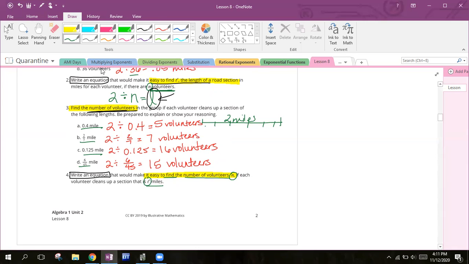So once again, I noticed that each time I started off this problem with a 2, because we started off having 2 miles of road. Once again, each time we took that 2 and we divided it, but the amount we divided it by changed each time, and we divided it by however many miles we were splitting it up by. So we're going to divide it by L, and that equals the number of volunteers. So once again, because that's what we were trying to find, that's what my equation needs to be set equal to.